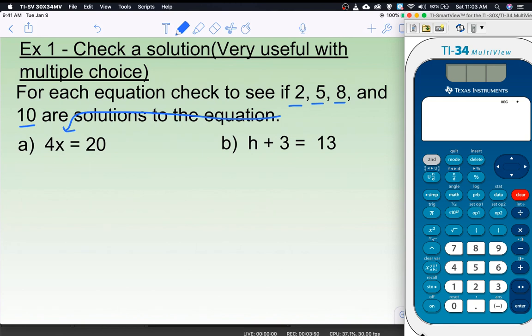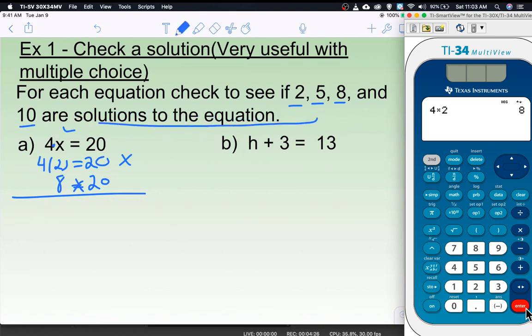Now, the problem I have here in letter A says 4 times x. So when I plug in the 2, it's going to become 4 times 2 equals 20. And you can either do the math in your head or write it out. We know that 4 times 2 is 8. So this math doesn't work out. 8 does not equal 20. This doesn't work. So then you would check the next possible solution.